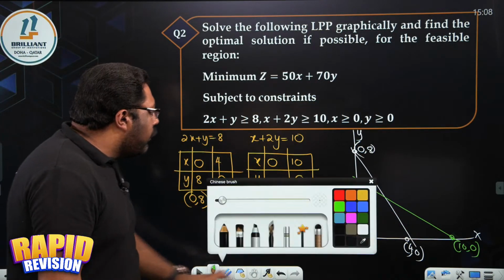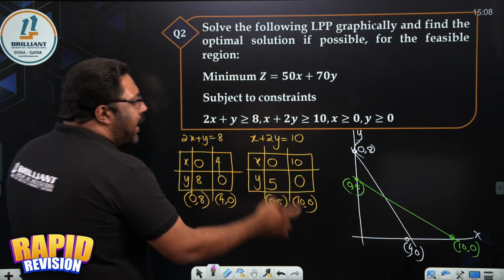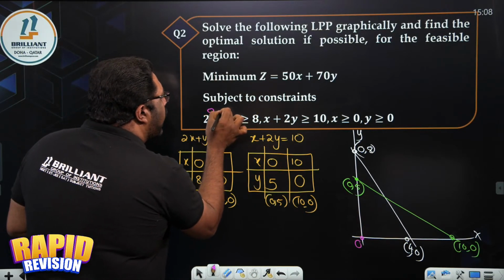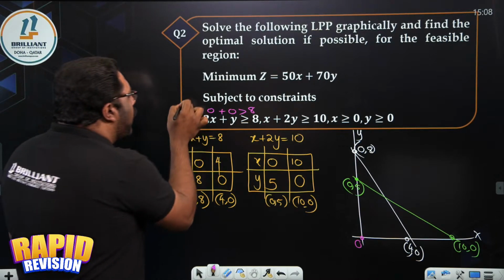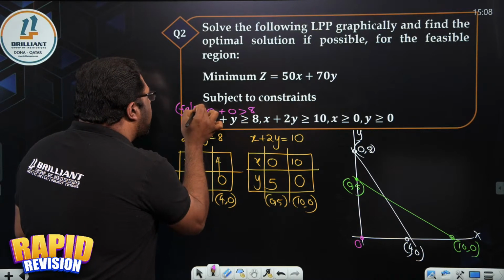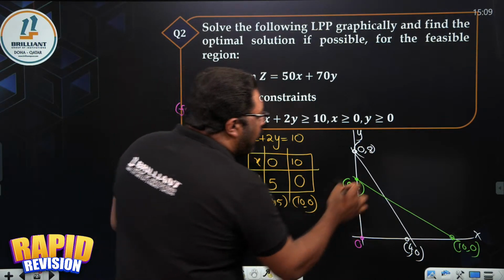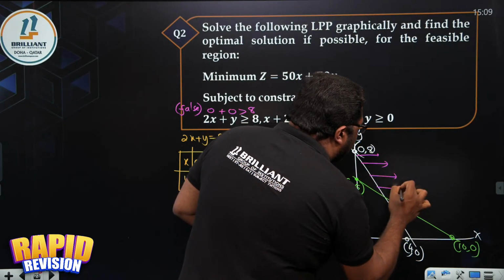Start shading the region, all of you. The first one says 2x plus y greater than 8. I said origin is the best point to test. So if you put origin over here, you can see that 0 plus 0 is greater than 8 is a false condition. For the false condition, shade away from the origin. Shade away from the origin for the first line.